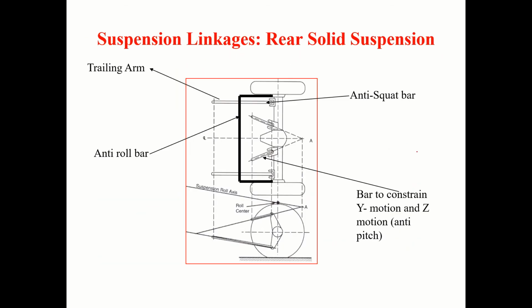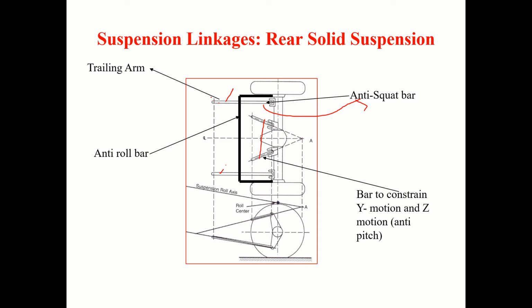Now, if I have such a role, you see here, if I can use linkages like this, these are trailing arms. These 2 bars will satisfy the anti-squat condition, and these bars will satisfy the anti-pitch condition. So that way I can have this.